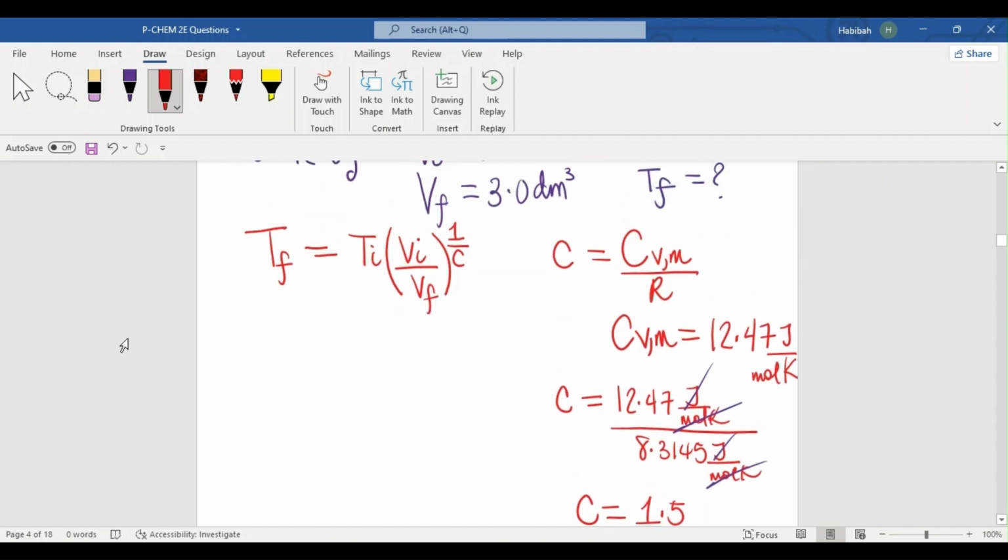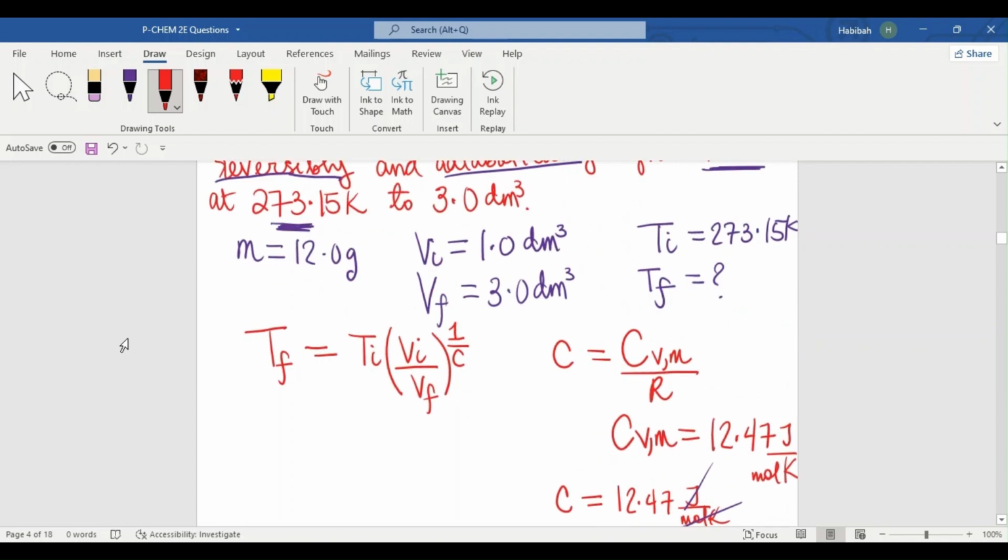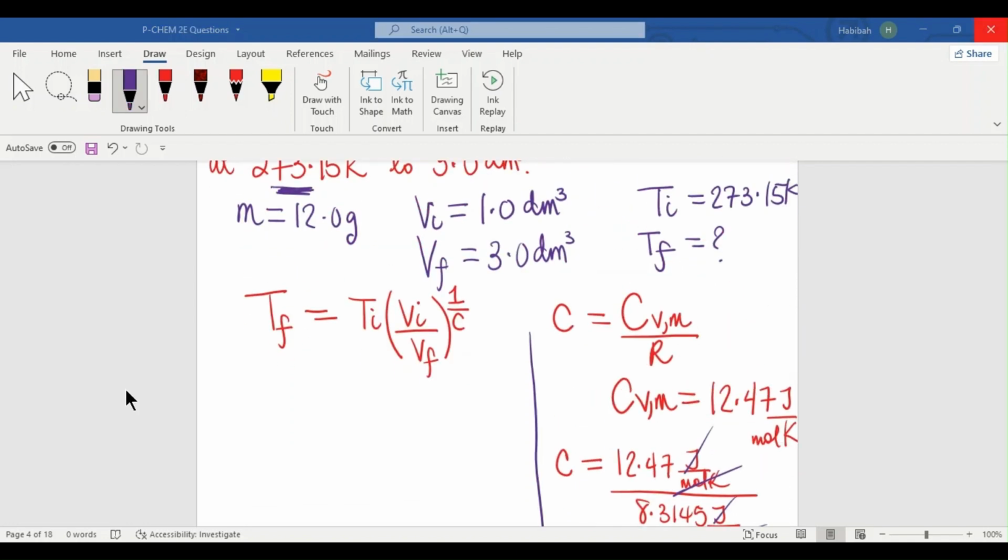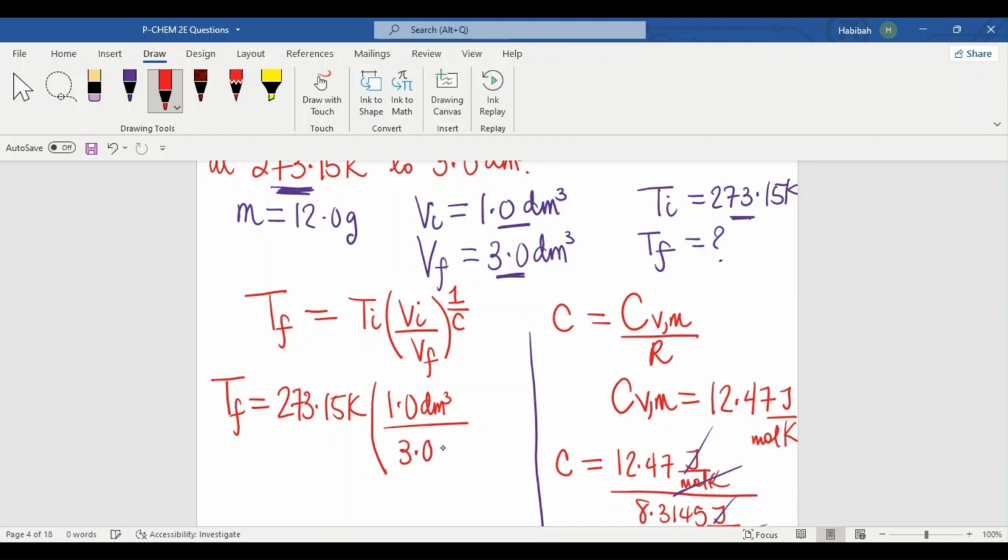So now we have that information written down. Now we have the value for C. So what we have to do is just simply substitute, right? We're going to substitute the V initial, the V final, the T initial, and the C value. So substituting, we have T final equals T initial, which is just basically 273.15 Kelvin, times V initial, that would be 1.0 dm cubed, divided by V final, 3.0 dm cubed, all of that raised to the power of 1 over 1.5.